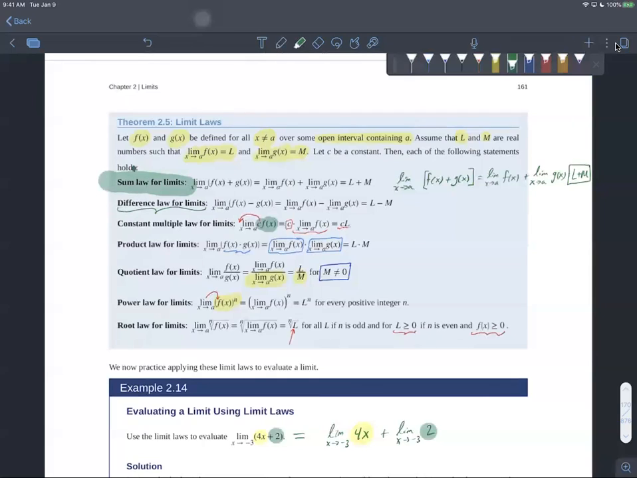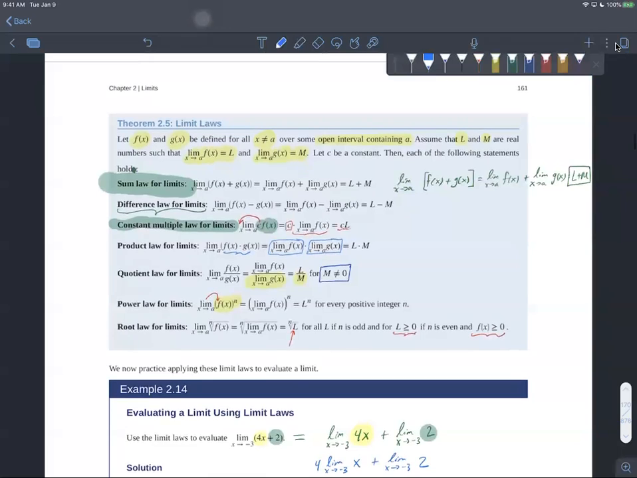The limit of a sum of two functions is equal to the sum of the limits of each of those individual functions. And then what else can I do? I can next use the constant multiple law for limits. I can bring that 4 out of that limit. And so this can be written as 4 times the limit as x approaches -3 of x plus the limit as x approaches -3 of 2. And now notice that we've broken this limit down.